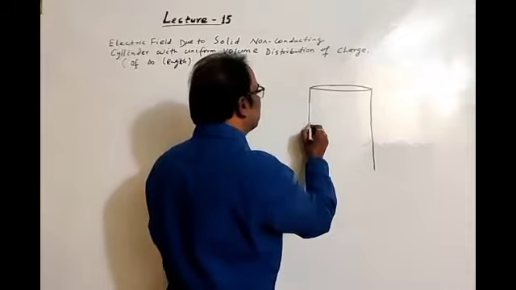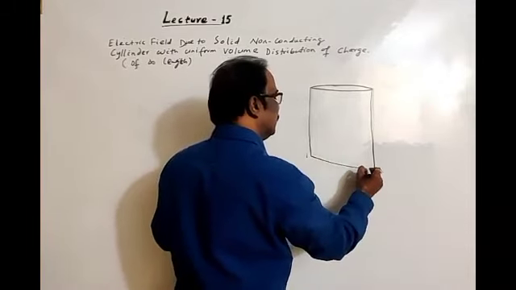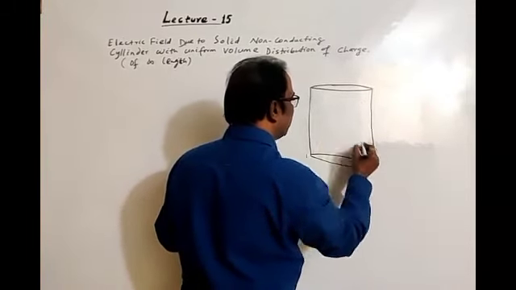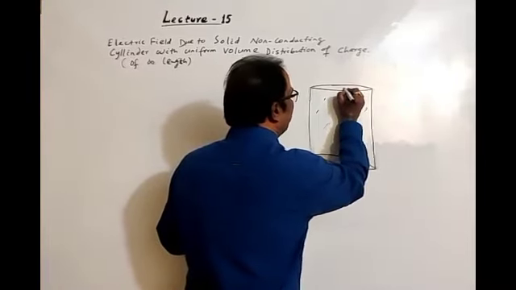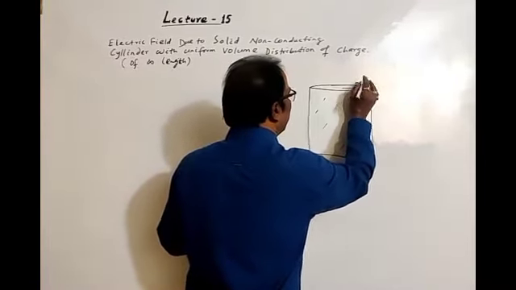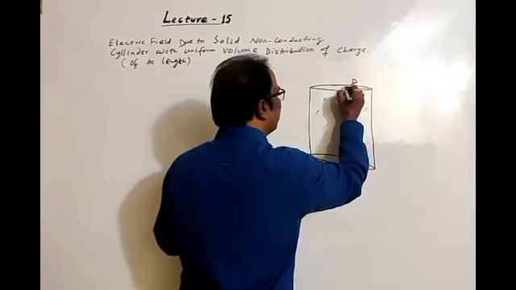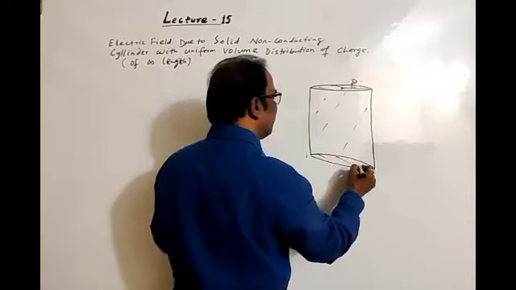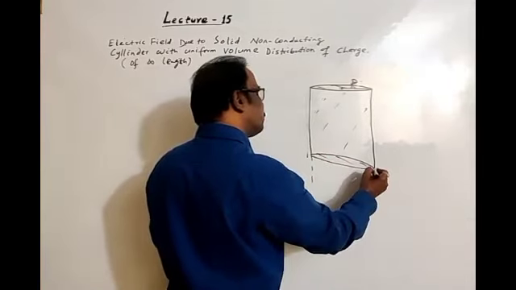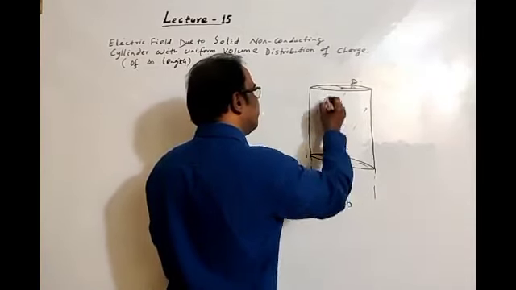So this is the solid cylinder of infinite length. This is solid. Okay, let the radius of the area of cross section of the cylinder be R. This is the center of the area of cross section. This is the area of cross section and the length is infinite.